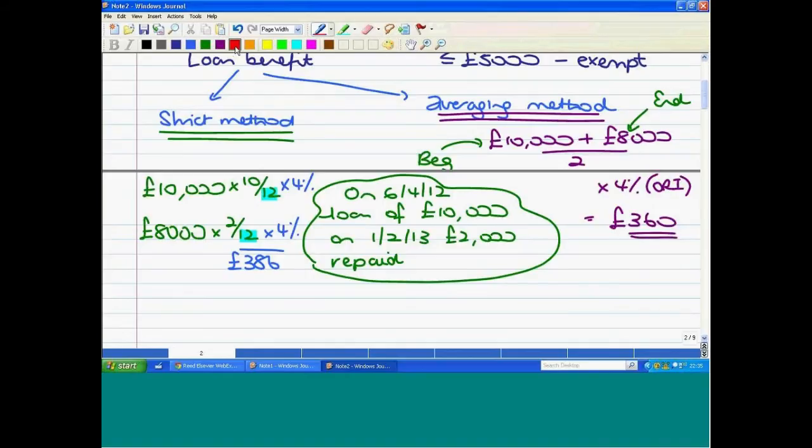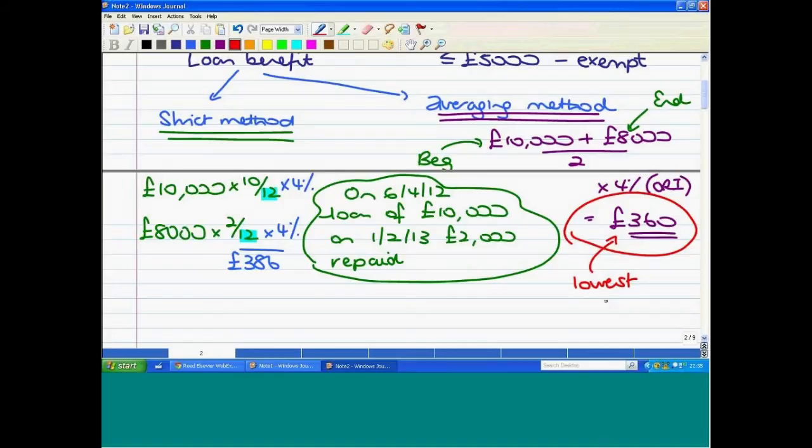So we'd get marks for showing the strict method, we'd get marks for showing the averaging method, and then the final thing we would need to do is show that we've compared the two, and we are going to use the lowest of the two. Okay, now, like I mentioned, the revenue would probably prefer the higher of the two, but for exam purposes, if we're doing this on behalf of an individual, we would always opt to use the lower number of the two.